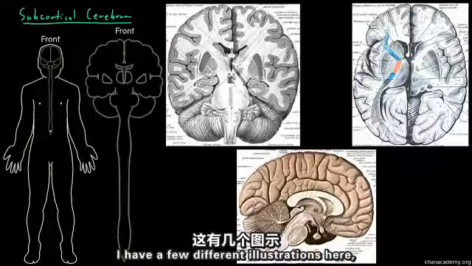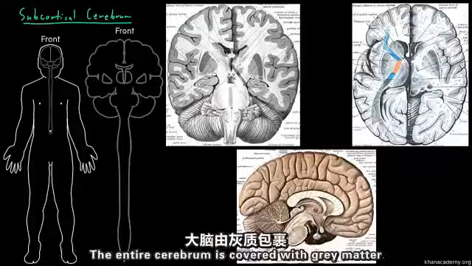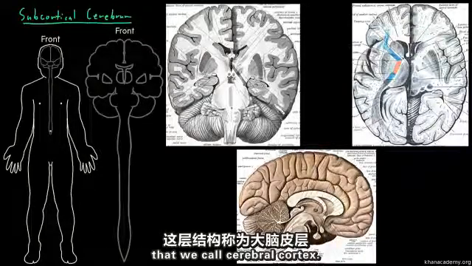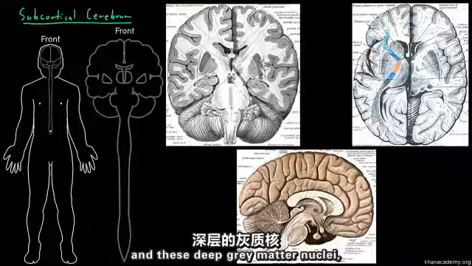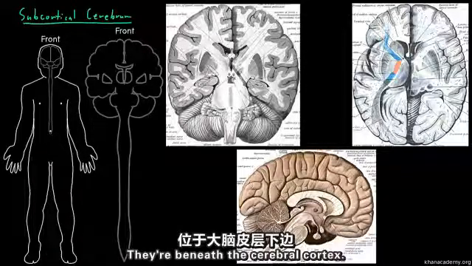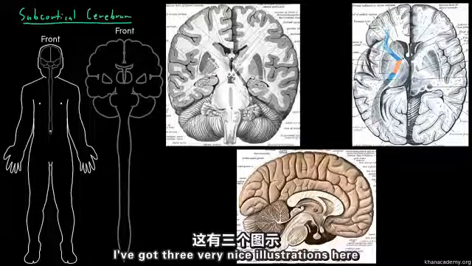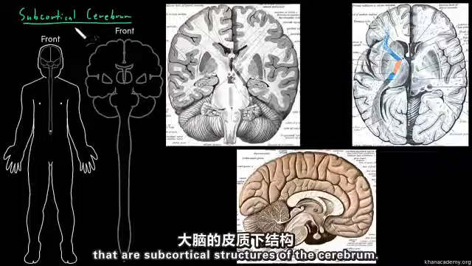And I have a few different illustrations here, and there's some gray matter nuclei and white matter, and then the entire cerebrum is covered with gray matter that we call cerebral cortex. And these deep structures, like this deep white matter and these deep gray matter nuclei, we call subcortical because they're deep to the cerebral cortex. They're beneath the cerebral cortex.